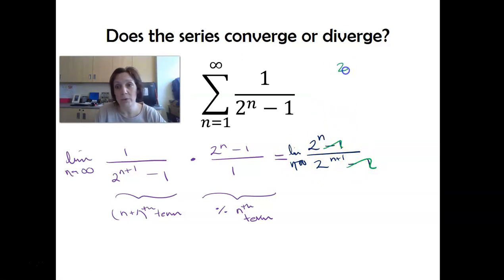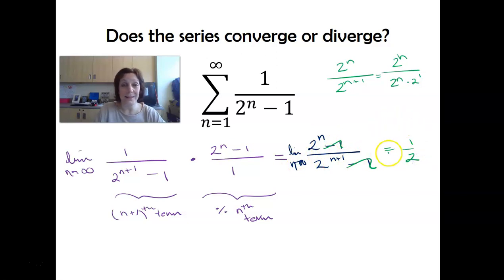That leaves me with 2 to the n over 2 to the n plus 1. In other words, however many n's you have up top, you have one more down here. So this simplifies to 1/2. It's less than 1, it converges. Period.